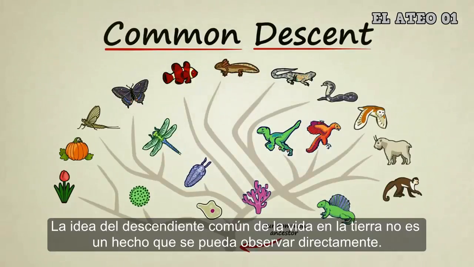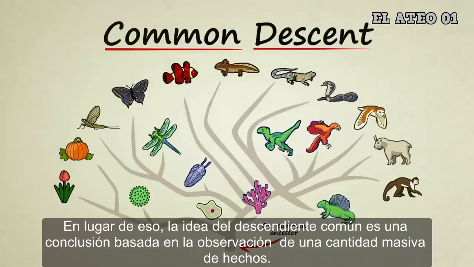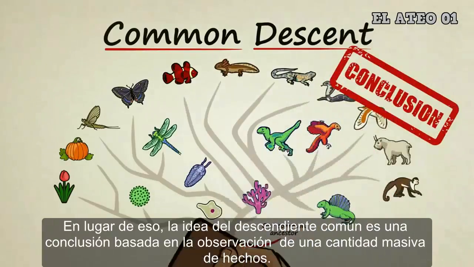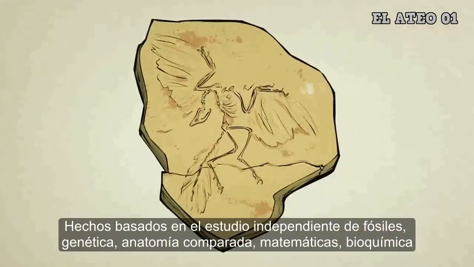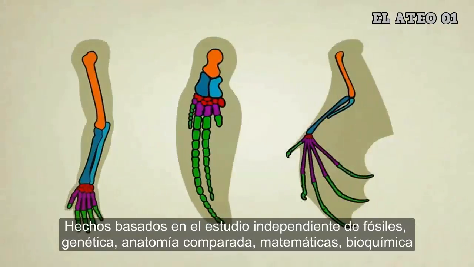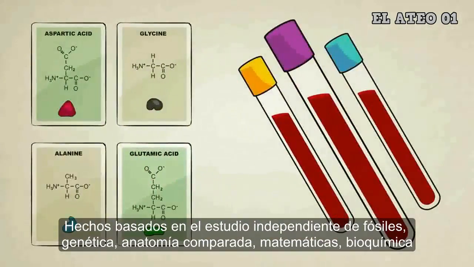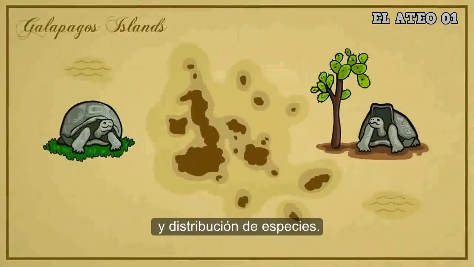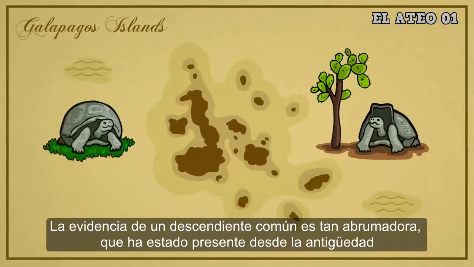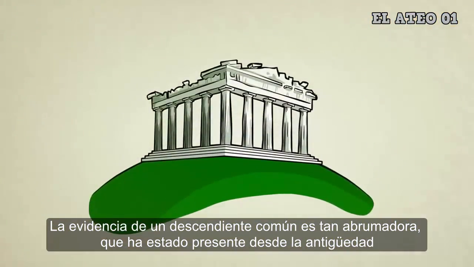The common descent of all life on Earth is not a directly observable fact. We have no way of going back in time to watch it happen. Instead, common descent is a conclusion based on a massive collection of facts. Facts found independently in the study of fossils, genetics, comparative anatomy, mathematics, biochemistry, and species distribution. Because the evidence for common descent is so overwhelming, the concept has been around since ancient times.